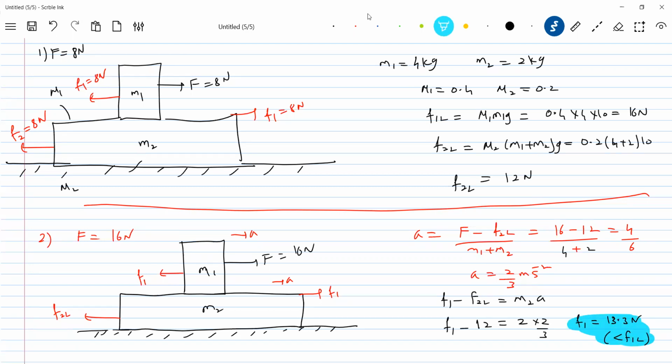I'm really bringing a very good situation. When I apply 16 Newton, what will happen to the blocks? They won't be slipping between the blocks M1 and M2, but they'll be slipping between the block M2 and the ground. So what actually happens here? The blocks will move together. No slipping between the blocks. Here slipping occurs. So what is the conclusion I should make? Slipping occurs here. No slipping here.